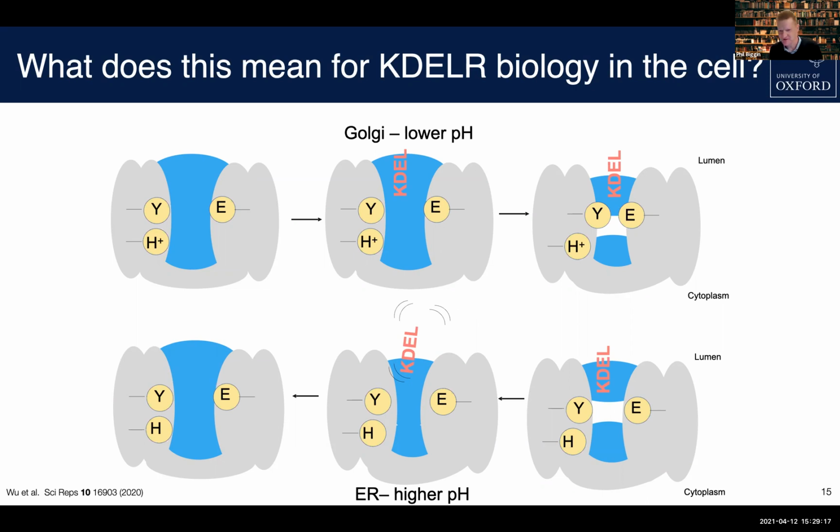So that's how we think the short hydrogen bond and this histidine collude, if you like, to use pH to ensure that you pick up KDEL in the right place. Okay, so that's one aspect.